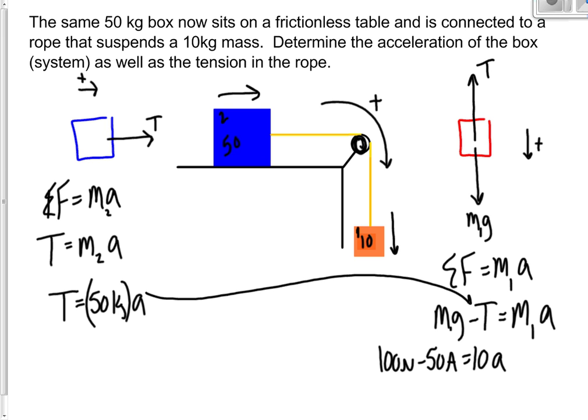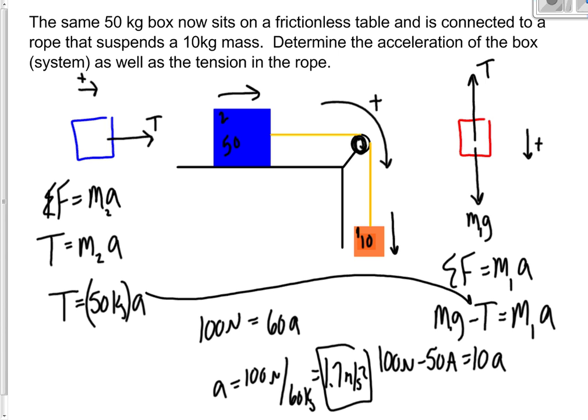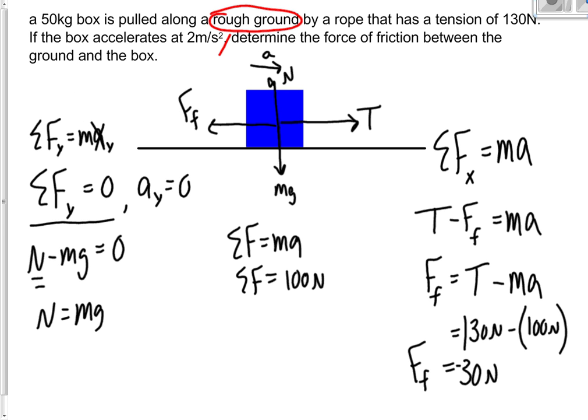So we can now calculate the acceleration. So 100 newtons has to equal 60a. So the acceleration has to be 100 newtons over 60 kilograms, which gives me whatever, 1.7-ish meters per second squared.